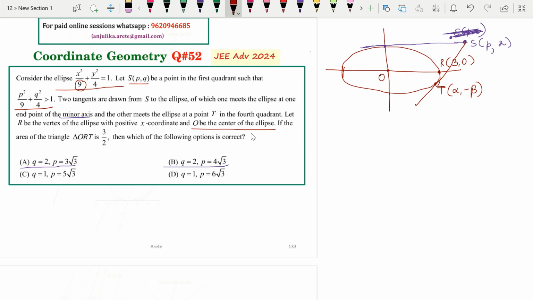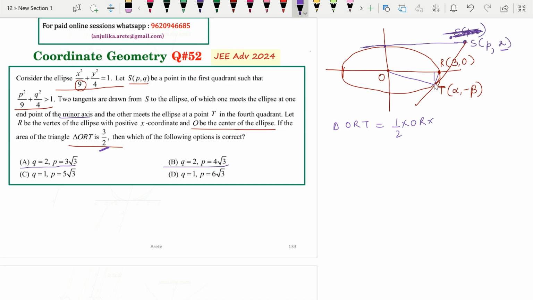Now if the area of the triangle ORT, let's see where it is, ORT. This triangle area they are giving is 3 by 2. Then they are looking for P and Q value. So what's the area of ORT triangle? ORT, half times base times height, you know that.